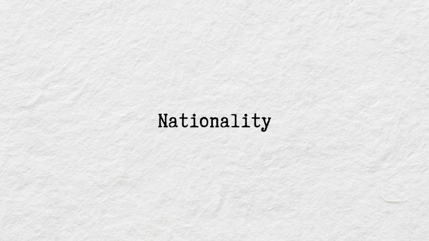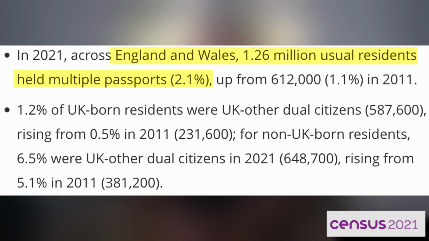Nationality. This is the definition used in national insurance number applications. However, this fails to account for several important things. Dual nationals are only required to enter a single nationality, and therefore the data lacks that important clarity. Applicants may also choose to answer based on the nationality that they choose to identify with, and not the one that best outlines where they may have been born or lived prior to the application. As of 2021, across England and Wales, 2.1% or 1.26 million usual residents held multiple passports.